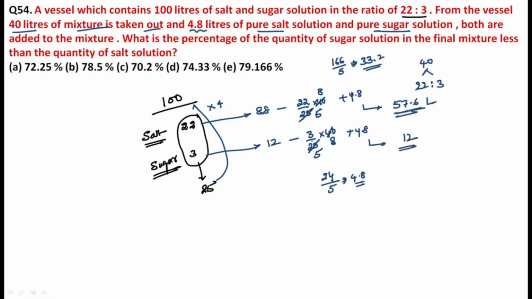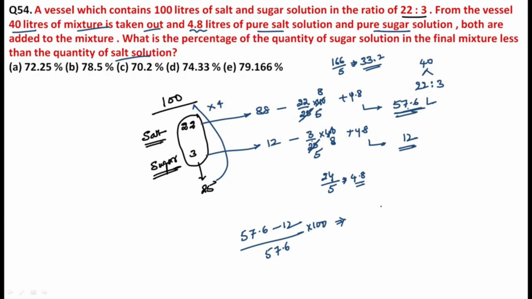Now the question: these values when compared to the sugar, how much more percentage is it? So 57.6 minus 12 divided by the denominator, which is always the last term. So what is the last term here? Salt solution. Salt solution is 57.6 into 100. Now just go through the calculation. Now you can get the answer. Just go through the calculation, guys.